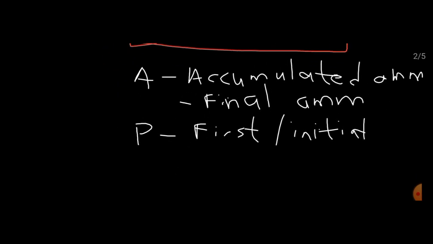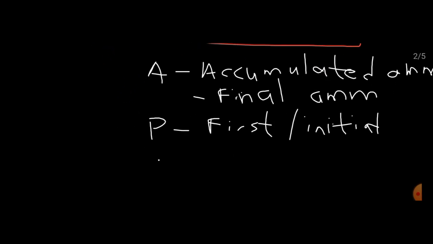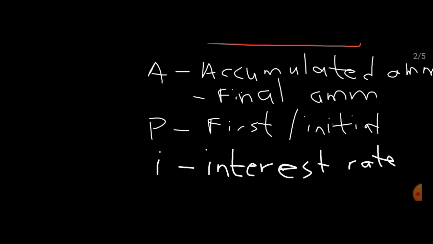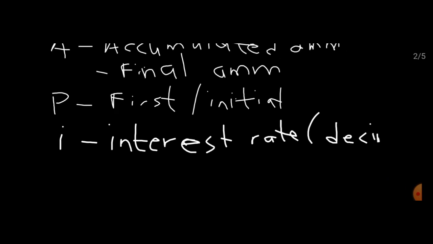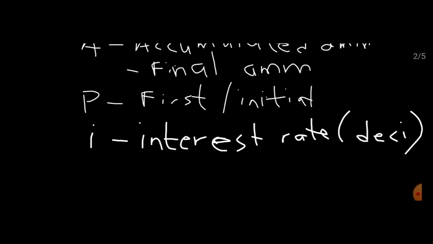And then we have I. When we're talking about I, we're talking about the interest rate. Note that our interest rate should always be in decimal. Sometimes they give it to you in decimal, that's fine, but usually they give us the interest rate as a percentage. So that is when you're going to have to convert it to decimal by dividing by 100.